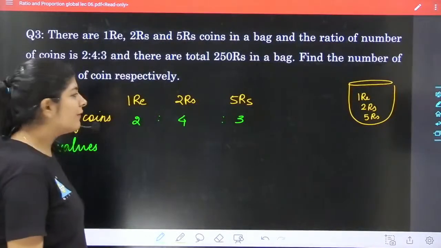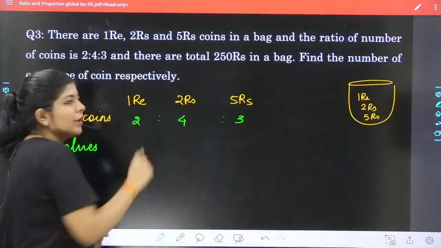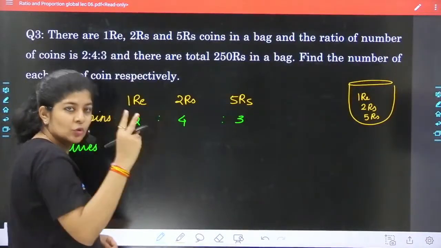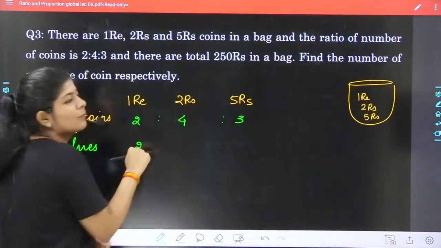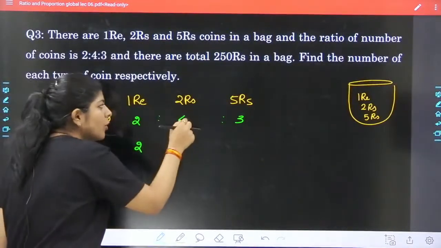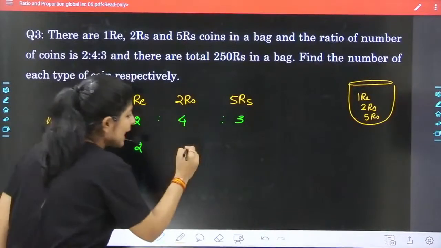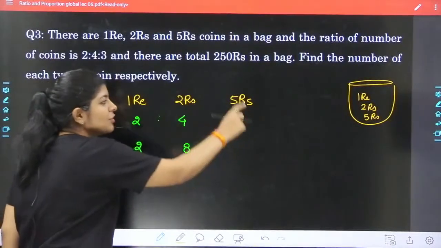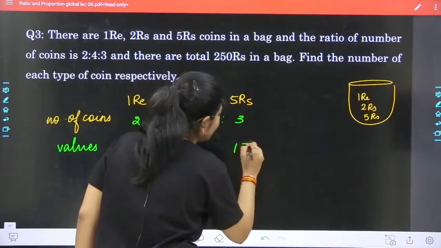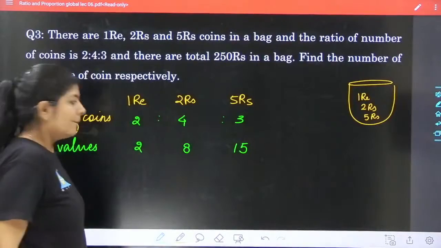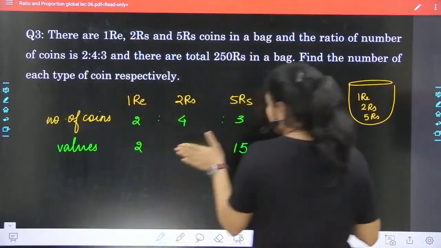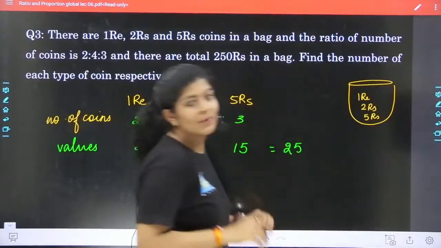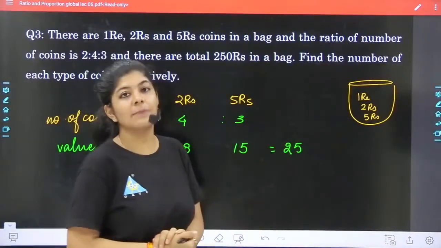If I calculate their values, if I am having 2 coins of 1 rupee in my bag, I can say that I am having total 2 rupees. If I am having 4 coins of 2 rupees, that means I am having 8 rupees. If I am having 3 coins of 5 rupees, that means I am having 15 rupees. Now, if I calculate total value, I'll get my answer as 25. That means I'm having 25 rupees in my bag.